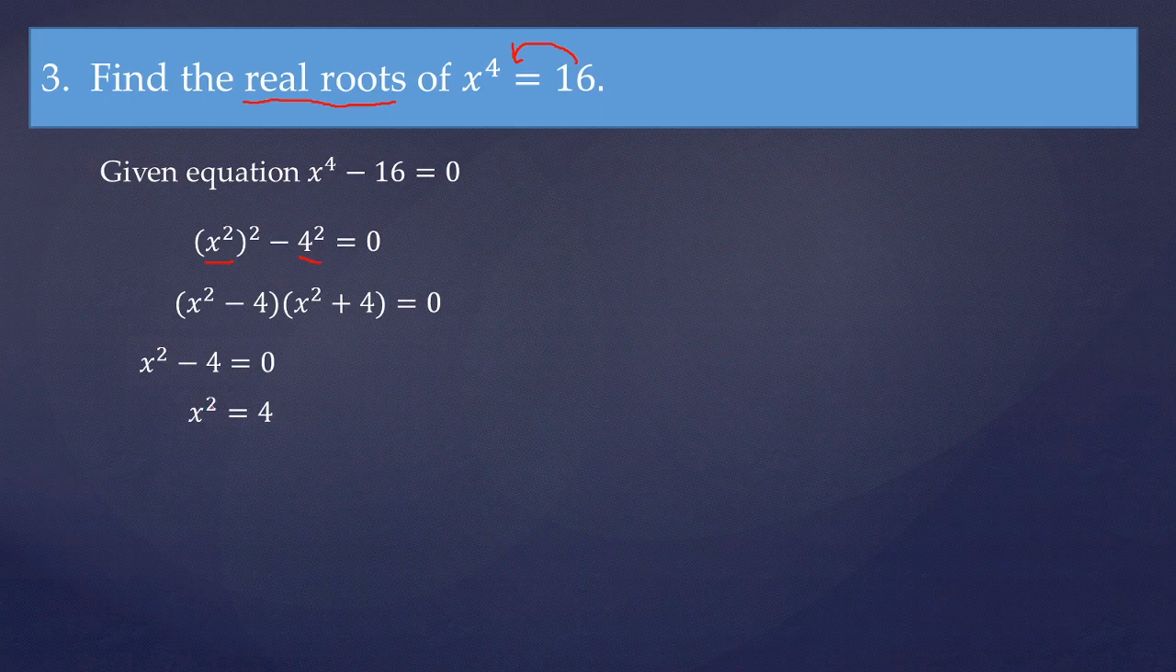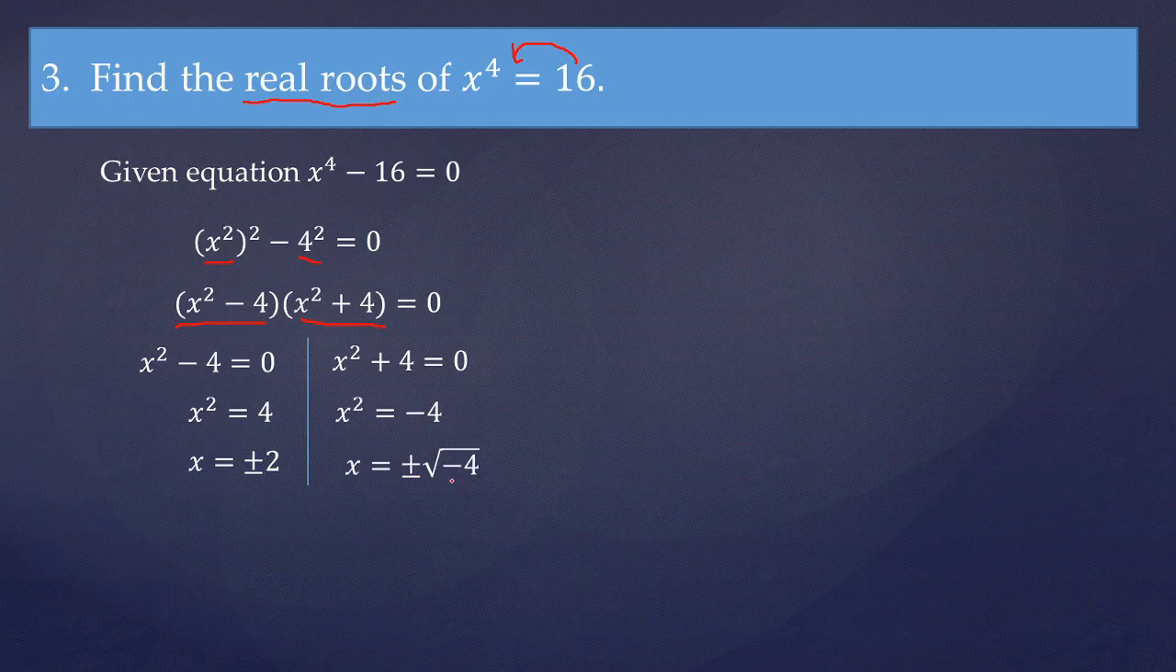So this implies x square is equal to 4. So x is equal to plus or minus 2. So these are two roots: x equal to plus 2 and minus 2 are the roots if we consider this part. Okay, now we need to consider the second part. That means x square plus 4 equal to 0. So x square is equal to minus 4. So x is equal to plus or minus square root of minus 4.